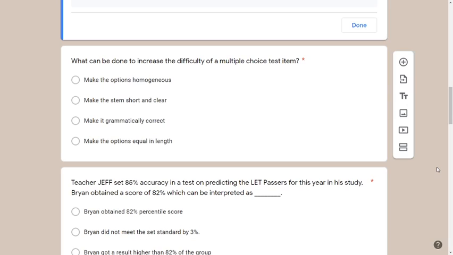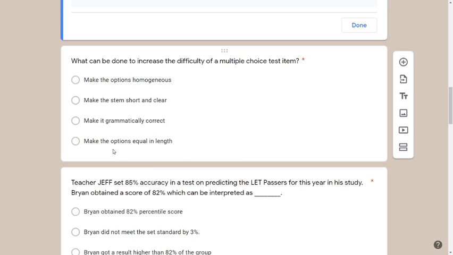Okay, so as you can see here, the goal is to increase the difficulty. From the options, to make it quicker or faster for you to answer, let's check. It says make the options homogeneous, or the same type. Second is make the stem short and clear, make it grammatically correct, and make the options equal in length. Okay, let's start with D this time. So make the options equal in length.